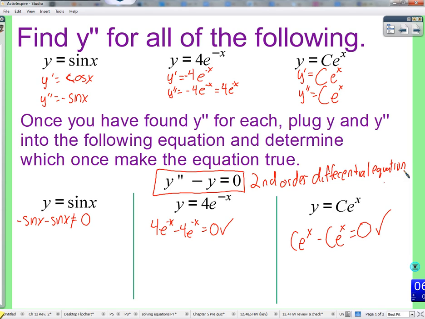In a situation like an AP question, this is probably what you would start with. They're going to ask you about this equation. They're going to ask you to find a solution to this differential equation, or verify that something's a solution to the differential equation. So what does it mean? Well, a solution to this differential equation, one of them, is y equals 4 e to the negative x, because for this function, its second derivative and the original function can go into the equation and it's true. They satisfy the equation. Same is true for c times e to the x. That also satisfies the equation. Sine of x is not a solution to this differential equation because it doesn't satisfy the equation.